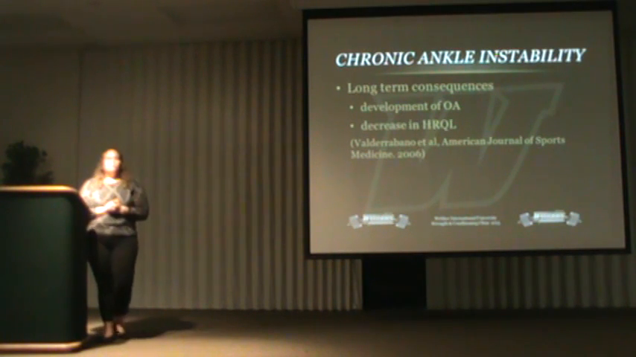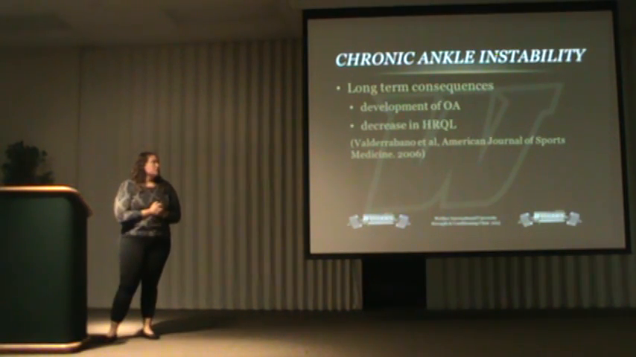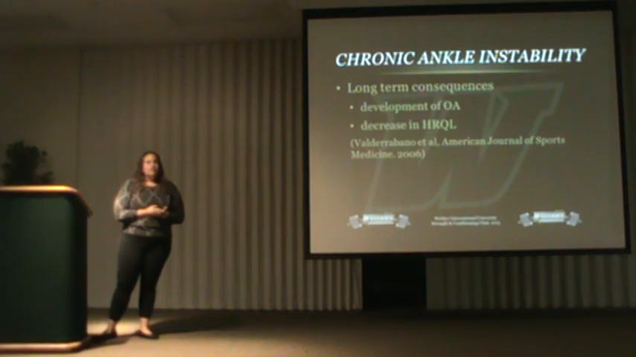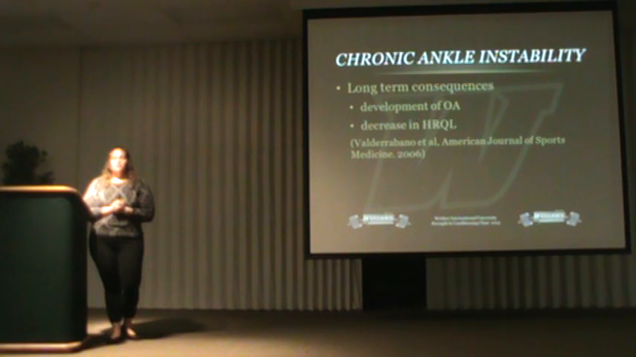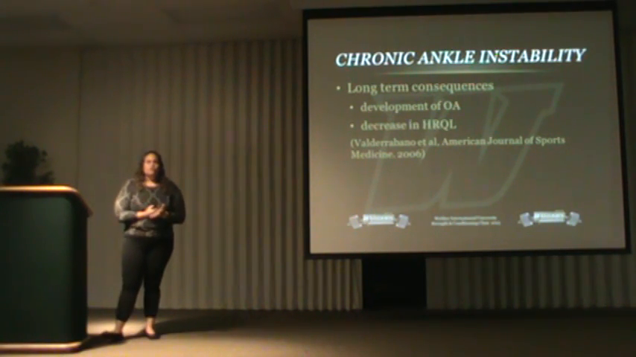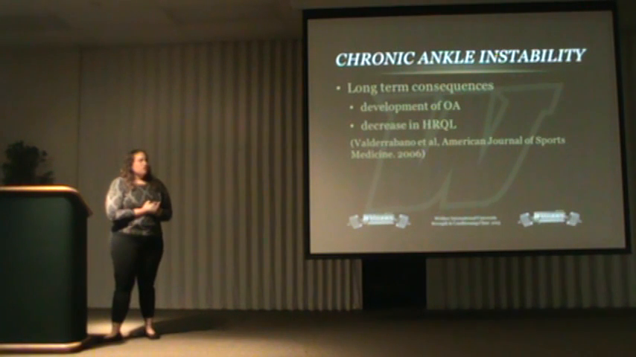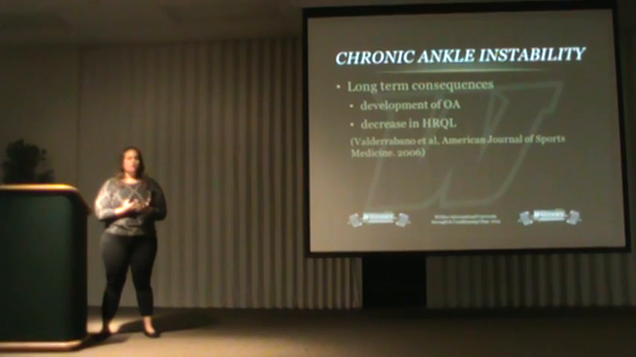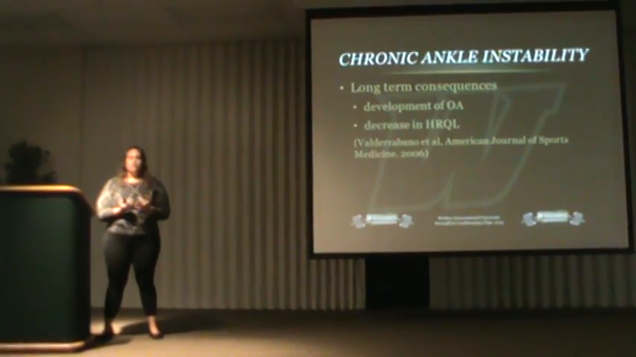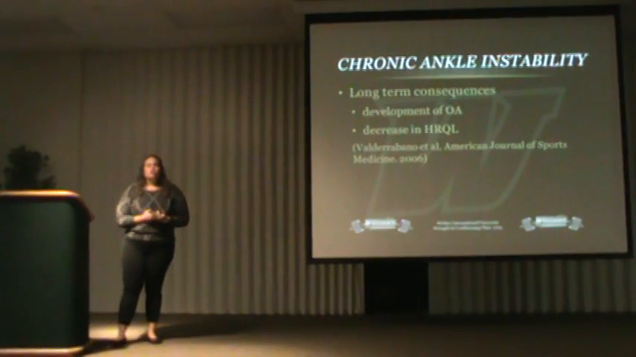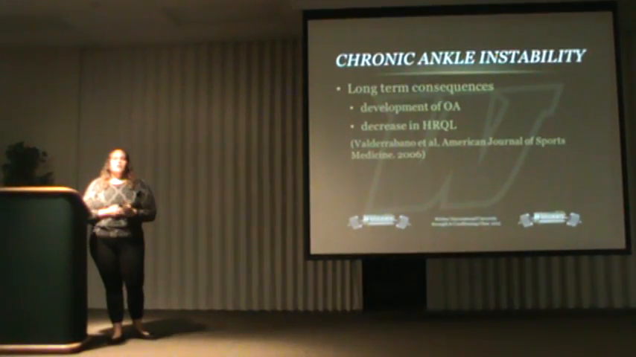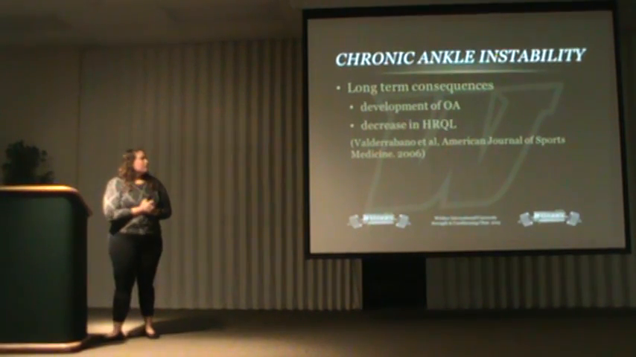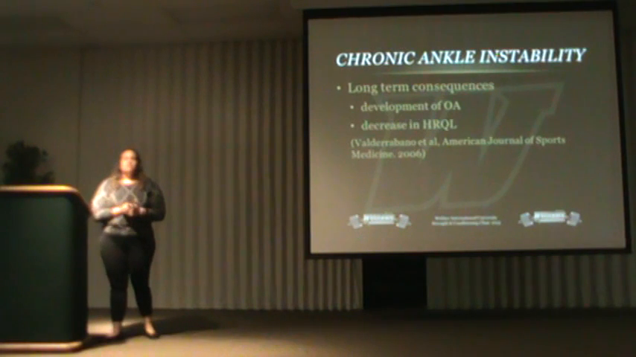So people with chronic ankle instability can also develop some long-term consequences, such as osteoarthritis and a decrease in their health-related quality of life. And the way that we assess health-related quality of life is by self-reported functional scales. Okay, so the most common one with the ankle is going to be the Foot and Ankle Ability Measure, and we use that a lot in our training room as well as research-wise. And someone with chronic ankle instability would score about an 80% or less on the FAAM Sport, and then a 90% or less on the Foot and Ankle Ability Measure that's just activities of daily living.